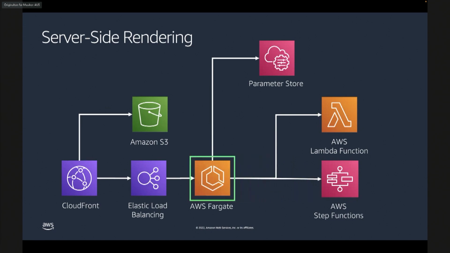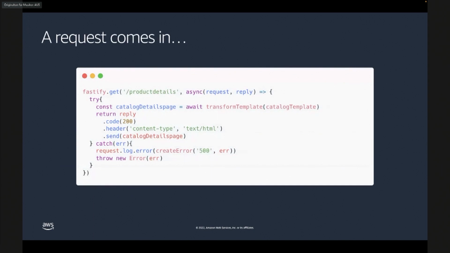Okay, so next one. Perfect. So let's try to mimic what happens. When a request comes in, the first thing we do is go inside the Fargate layer, right? I'm using Fastify. We have product details coming in. When this happens, we have a specific thing that we need to take into account: this transform template that receives the catalog template, which is basically like you would do in server-side rendering. You have an HTML template that could be wherever.